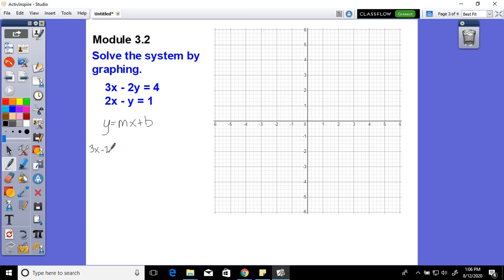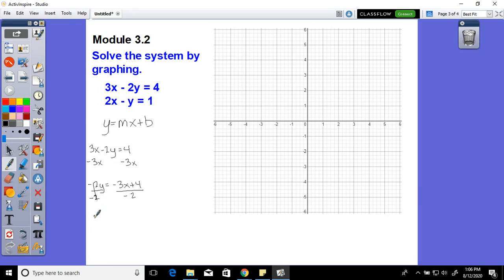3x minus 2y is equal to 4. I've got to get y by itself. So the first thing I'm going to do is subtract the 3x from each side. That gives me negative 2y is equal to negative 3x plus 4. Now, why did I put the x in the front? Because once again, I want it to be in this format, m x plus b. Now we need to divide by negative 2 because we've got to get the y by itself.